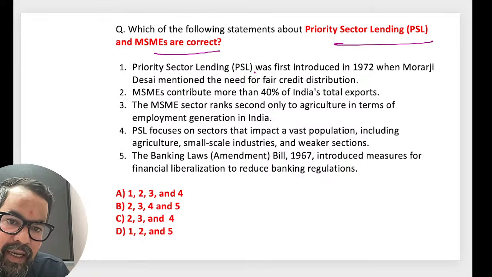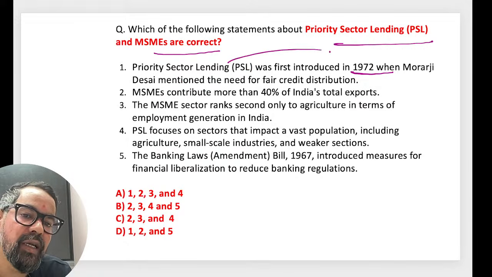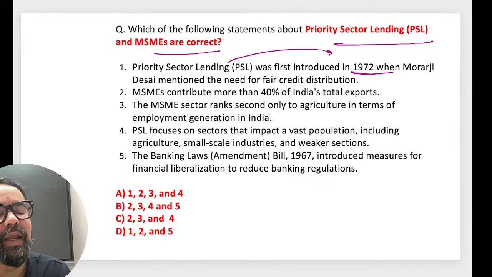The priority sector lending was first introduced in 1972 when Morarji Desai. See, when it comes to priority sector norms, it released by RBI in 1972, but this got introduced in 1967.